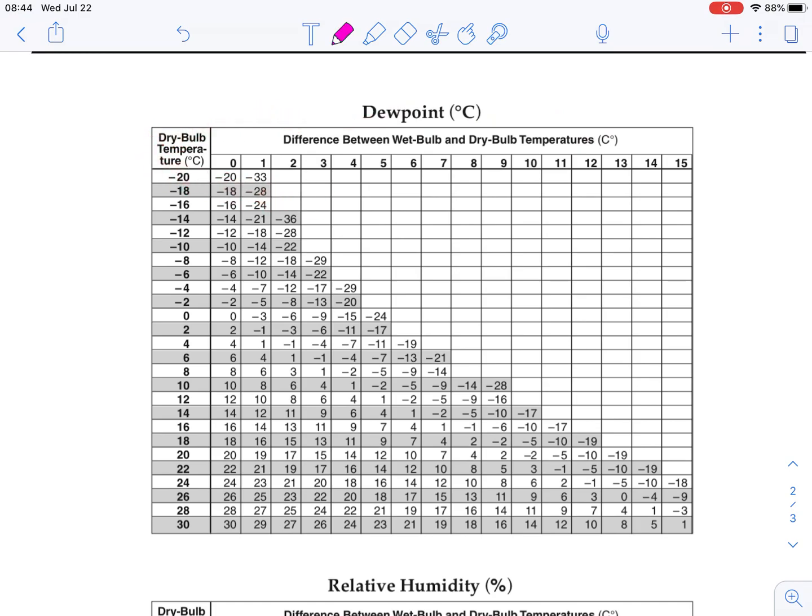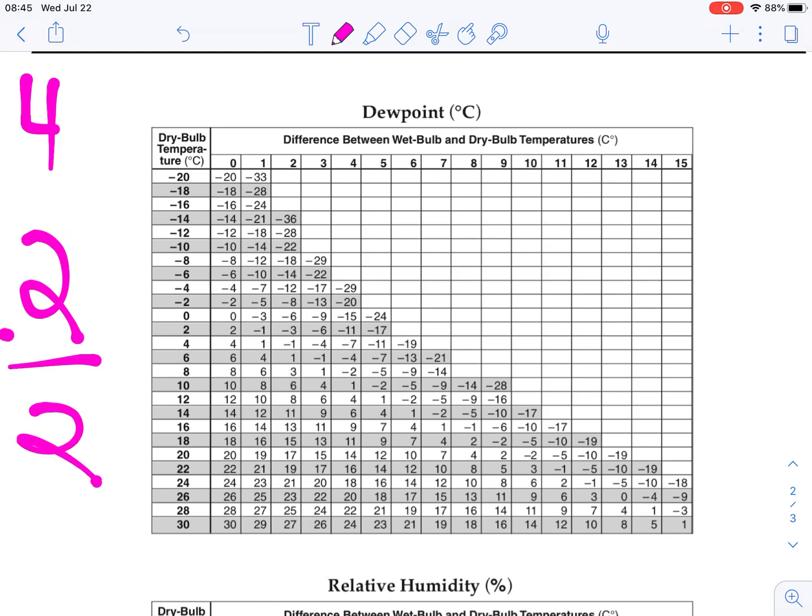So let's say that our dry bulb was 4 degrees and the wet bulb temperature was 2 degrees. Well, 4 minus 2 equals 2. So I go to 4 on my dew point table. I go to a difference of 2, and I see where they meet up. That would mean that my dew point was -1 degrees. So really, you just have to look carefully and see what they're asking you. Are they giving you the dry bulb and the wet bulb? Are they giving you the dry bulb and the difference between the wet bulb and the dry bulb? In that case, you don't have to do subtraction like I did on the left there.